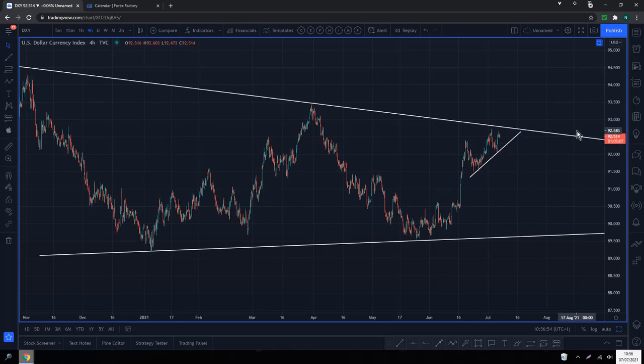Now, seasonally, the dollar has a bad month in July. That doesn't mean that's going to play out either. But seasonally, the US dollar doesn't do that well. We are at resistance. We have the MACD suggesting that this upwards momentum is dying out. So there's a lot of things saying that we could see some downside here.